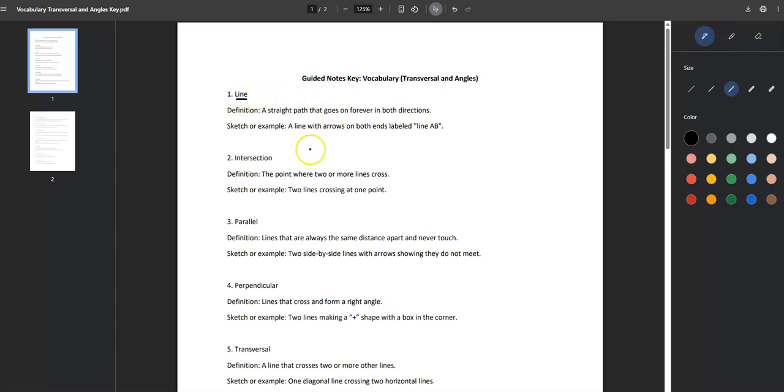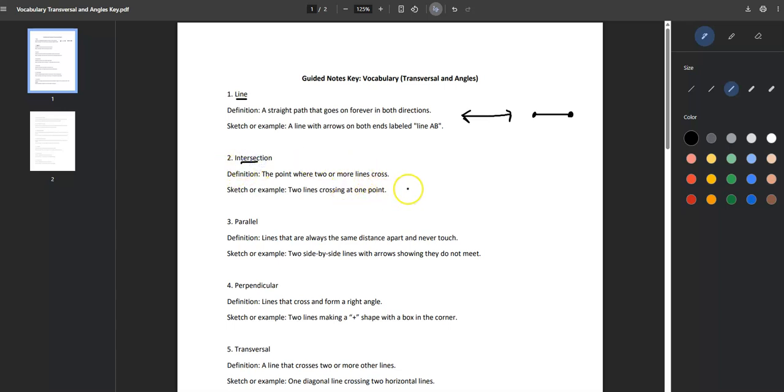First off, you guys need to know what a line is. A line is, again, a straight path that goes forever in both directions. If it has arrows, if it has dots on it, we call that a line segment. So this is just a line, and then we call this a line segment on the right. Just to give you a heads up, we're going to be dealing with lines that go forever.